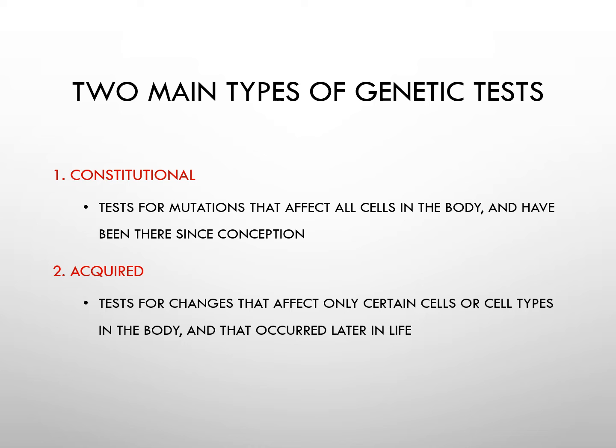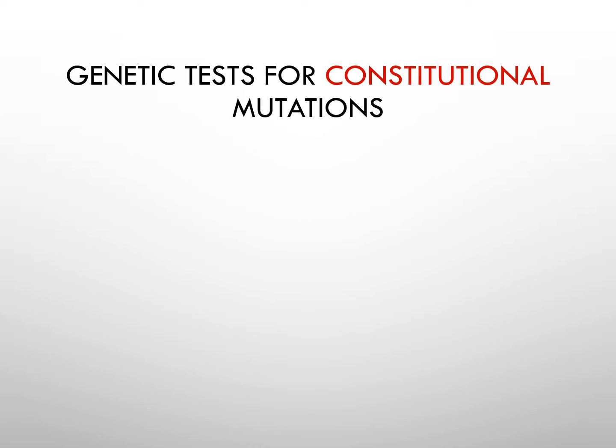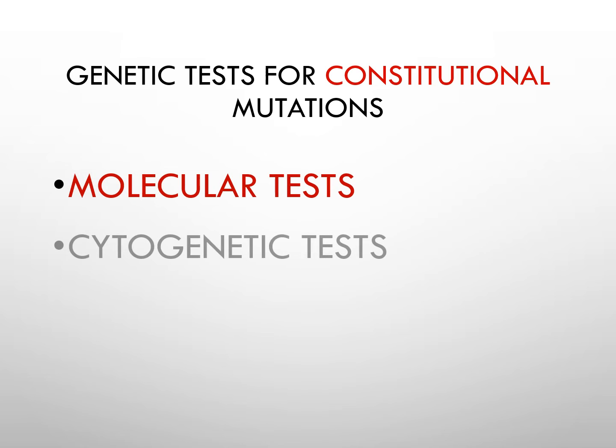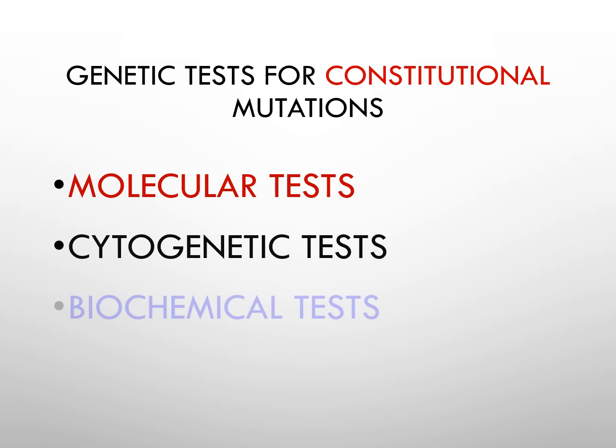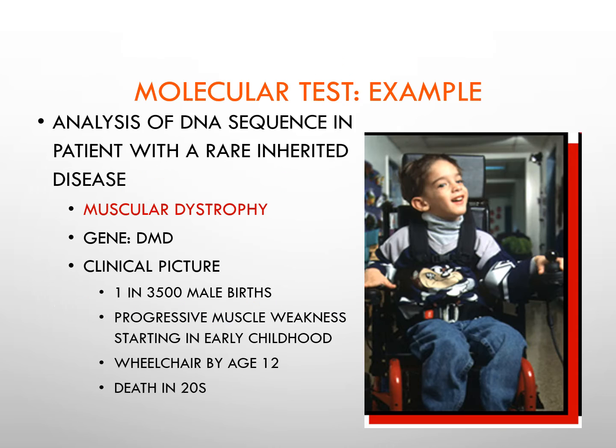If we go to Google, we can find many types of genetic tests, but according to the types, mainly they are divided into two, constitutional and acquired. Constitutional is from the time of conception, and the second one is acquired, which has occurred in the later period of life. The genetic tests for constitutional mutations are: the first one is molecular test, the second one is cytogenetic test, and the third one is biochemical test. We will see them one by one.